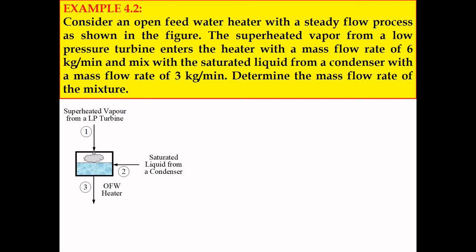So we have this diagram. Also for this case, we have two inlets and one outlet. The inlets are represented by number 1 and number 2, and the outlet is represented by number 3. At the inlet, we have superheated vapor from a low pressure turbine.